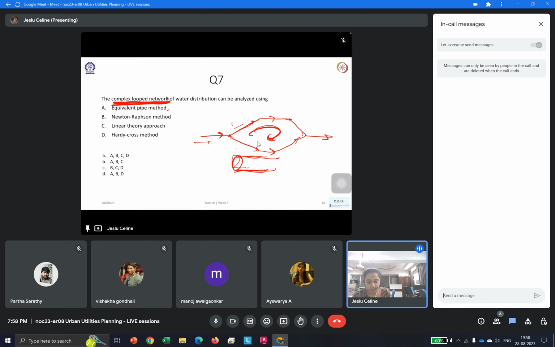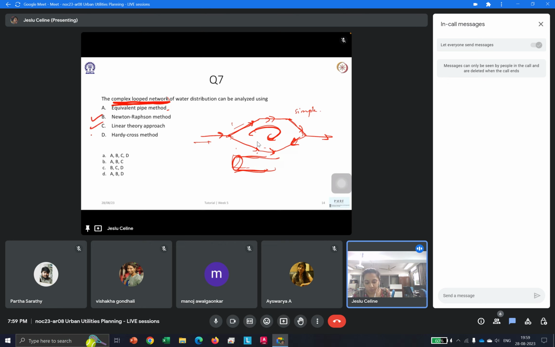So this is a pipe network, like it's going, and let's say it's coming back. So this is a simple network. So equivalent pipe method, we mainly use it for simple looped networks, but for complex loop networks, we need to go for Newton-Raphson method, linear theory method, or Hardy-Cross method.